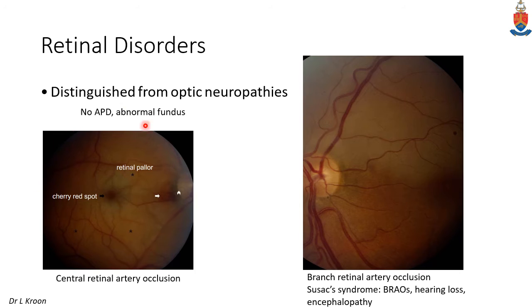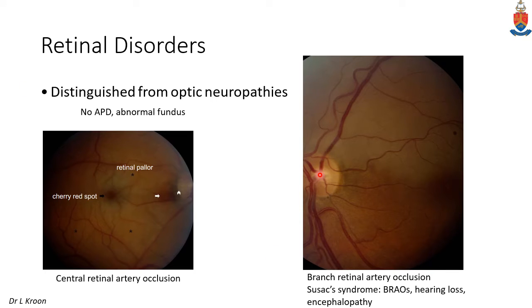So in this example over here, this is what the fundus looks like in an individual with central retinal artery occlusion. And this is the cherry red spot. There is whitening and retinal edema as well. The reason for this cherry red spot is that this is where there are no retinal ganglion cells, and one can actually see the circulation underneath.